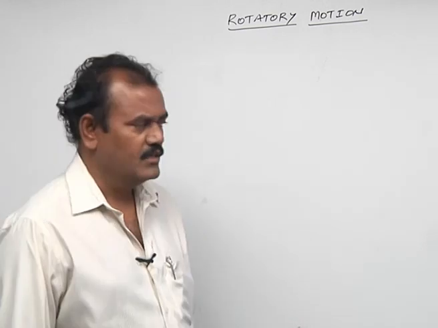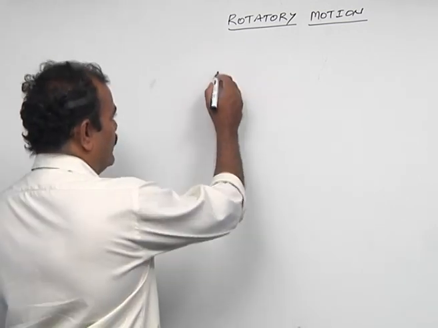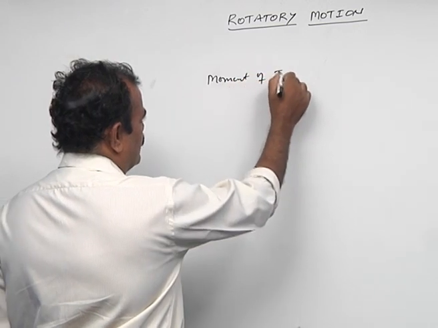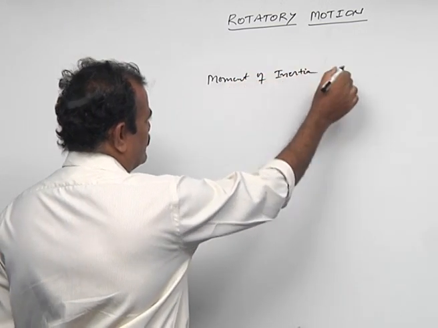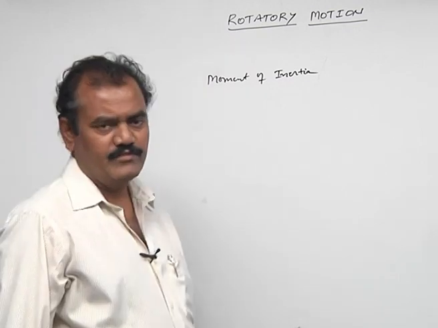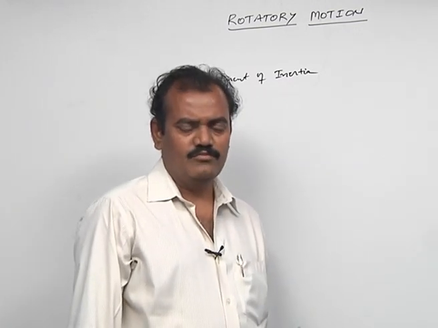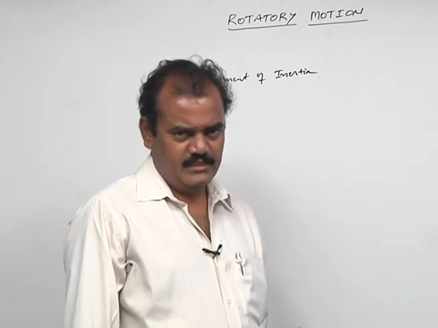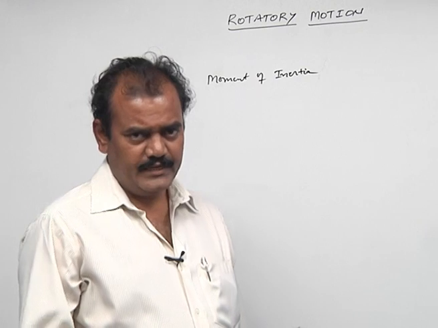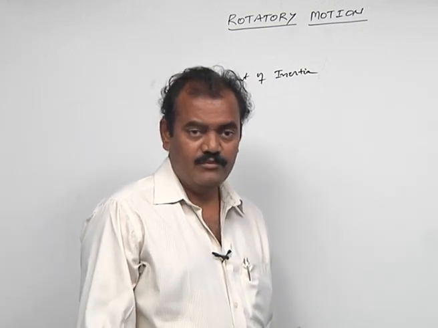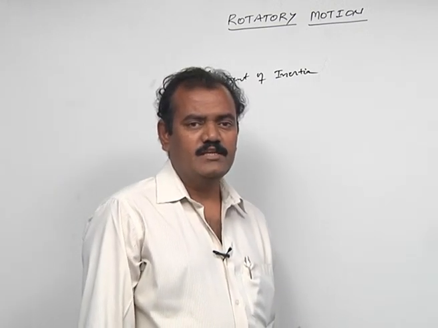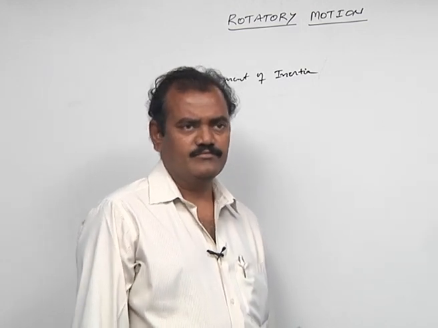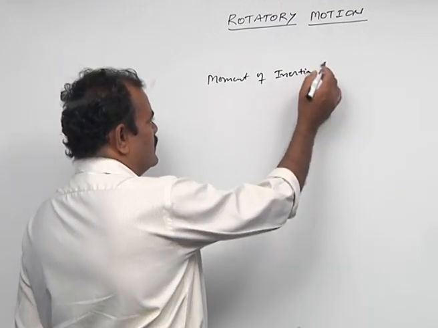body dynamics. Now here first we are coming to moment of inertia. Moment of inertia is the rotational inertia. But to understand moment of inertia, first we have to know about linear inertia. Linear inertia is the inherent property of a body by which it cannot change its state of rest or state of motion or state of direction by itself.